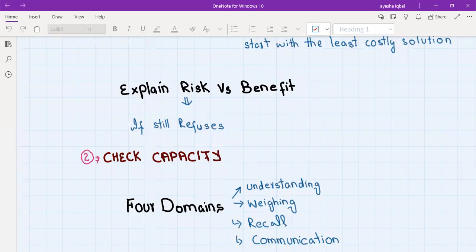For example, if the patient is admitted with severe pneumonia, he's receiving IV antibiotics and he wants to go home, then obviously you will tell him that we are giving you these IV antibiotics through your vein because they have a good penetration inside your lungs and they will control the infection quickly. But if you go home now and you are not able to take IV antibiotics and you take oral antibiotics, then there is a chance that the infection might worsen and pus might develop inside your lungs, and even your lungs can fail, and it's called respiratory failure.